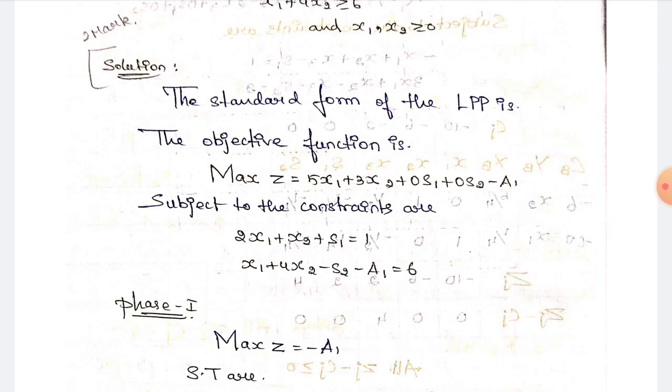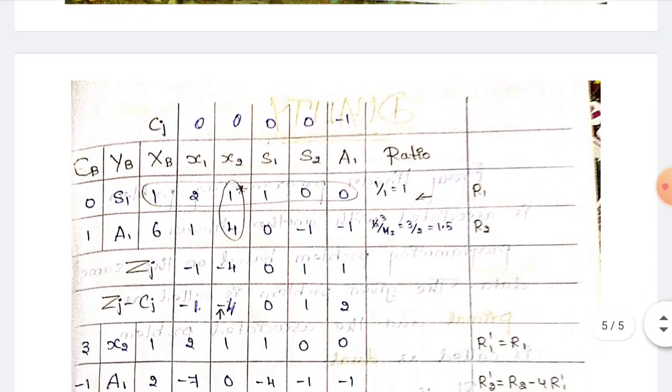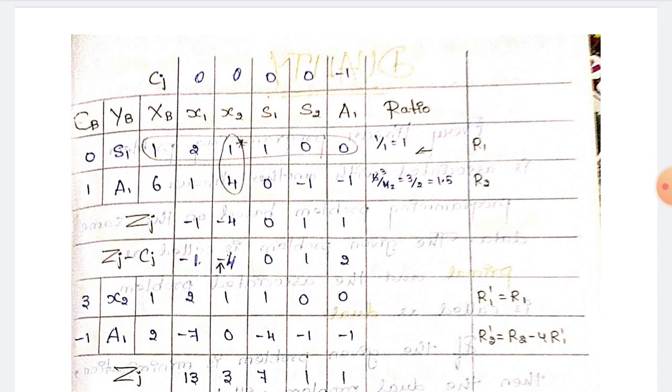So in phase 1 you have to write in the objective function only the artificial variable. So here we have only one artificial variable. So your objective function is maximization of z is equal to minus a1. That's all. Subject to the constraints will be as it is. Now we have to come with the initial table. First you have to write the slack variable s1, the next we have to write the artificial variable a1. Now we have to write the coefficient for s1, coefficient is 0, a1 coefficient is minus 1. Here you have to change that value, it will be minus 1, not plus 1. In Cj it is also 0, 0, 0, 0, minus 1.